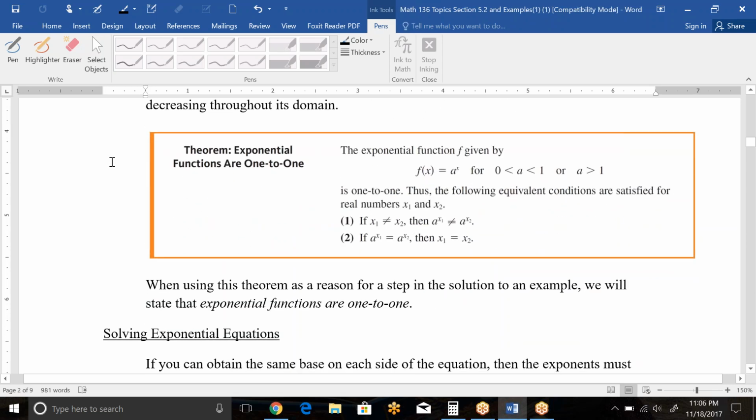So here's our formal definition. The exponential function f of x is given by a to the x, where a is between 0 and 1, or a is greater than 1, so the decay or growth. And that function is 1 to 1. It passes the vertical line test, so it is a function, and it also passes the horizontal line test. Thus, eventually it's going to have an inverse. So that's something important to know.